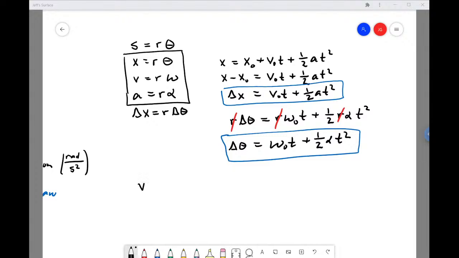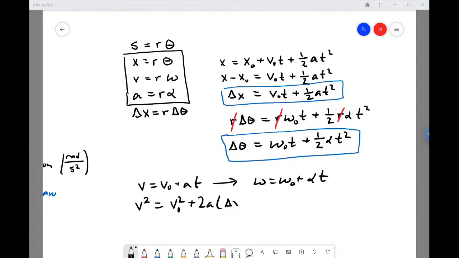Here's another one. v equals v naught plus a t. That's going to become omega equals omega naught plus alpha t. And you have v squared equals v naught squared plus 2 times a delta x. That's going to become omega squared equals initial omega squared plus 2 times alpha delta theta. So each kinematic equation of motion becomes the same thing, but now with rotational quantities instead of linear quantities.